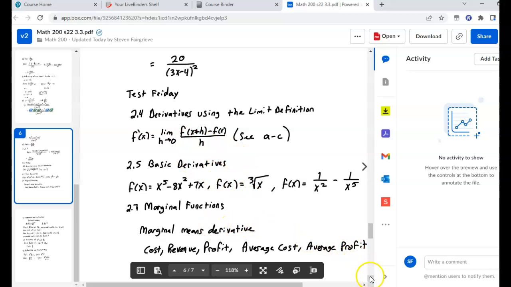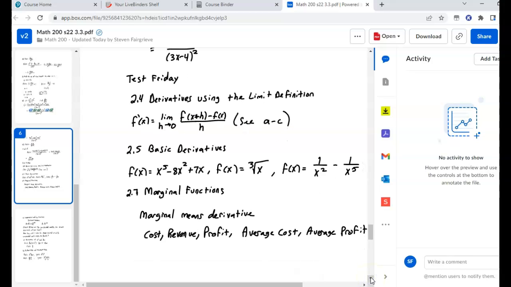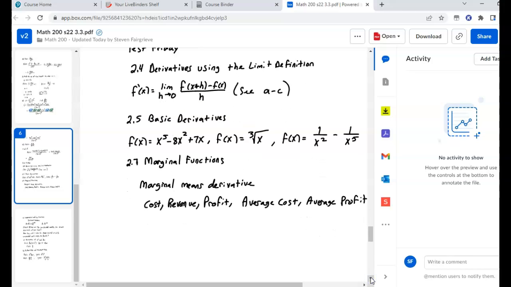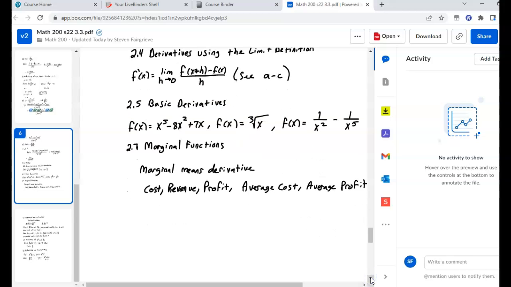Okay, we then talked about some word problems where we talked about marginal functions. We looked at things like marginal cost, marginal revenue, marginal profit, average cost, average profit. And again, remember, marginal just means do the derivative. Do the derivative, and it tells us the rate of change.